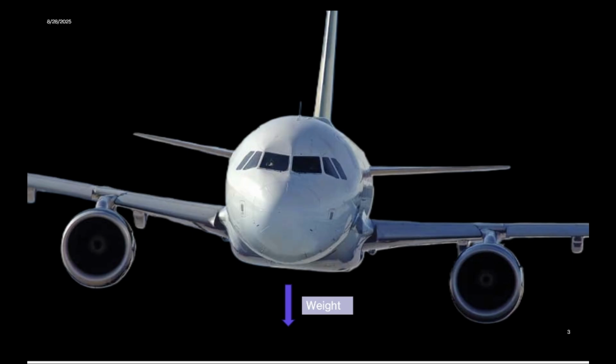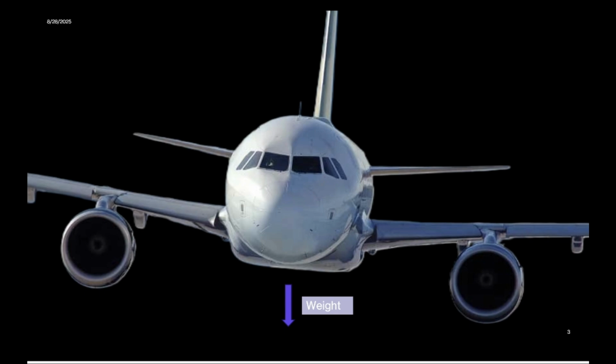And then we've got weight. Weight is just the force of gravity pulling the airplane down. No matter how fast or high a plane flies, gravity is always pulling it down. So for a plane to climb, lift must be greater than weight. For a plane to descend, weight becomes stronger than lift. This is why airplanes have limits. If a plane is too heavy, then the wings can't generate enough lift to get it off the ground.